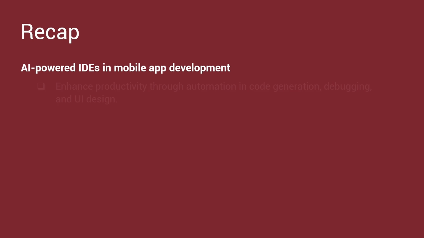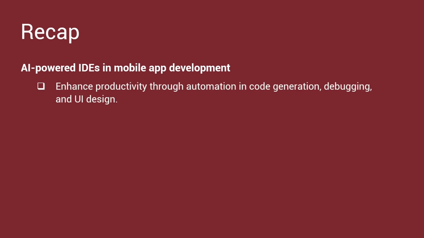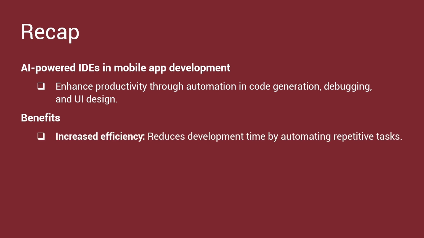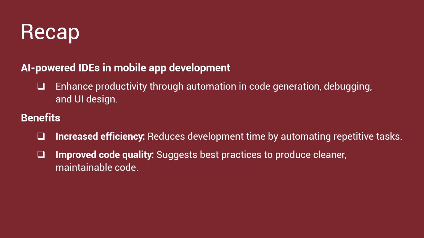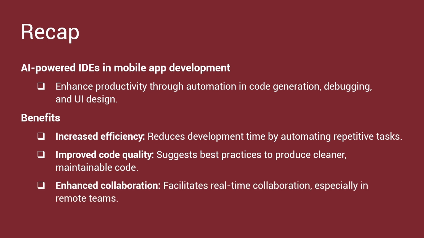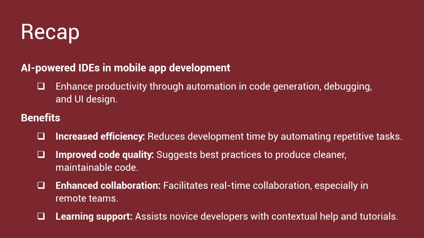project. In this video, you learned that AI-powered IDEs in mobile app development enhance productivity through automation, code generation, debugging, and UI design. AI-powered IDEs offer several benefits, including increased efficiency, which reduces development time by automating repetitive tasks. Improved code quality suggests best practices to produce cleaner, maintainable code. Enhanced collaboration facilitates real-time collaboration, especially in remote teams. Learning support assists novice developers with contextual help and tutorials.